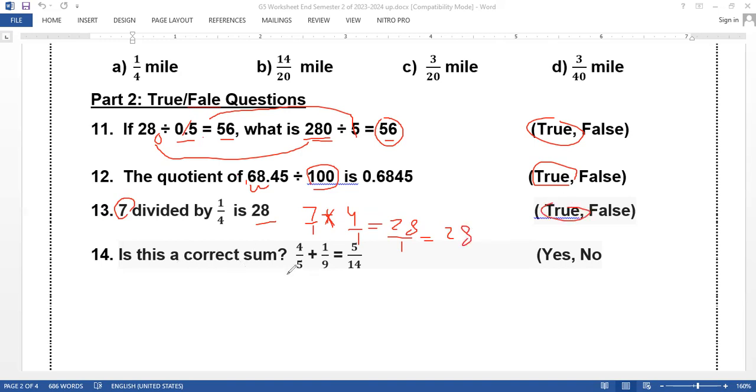Is this correct? The sum of 4 over 5 plus 1 over 9 equals 5 over 14. Of course, it's wrong because we added without making them the same denominator. We added 4 plus 1 equals 5, and 5 plus 9 equals 14. So it's wrong. We need to have them the same denominator, then we add.